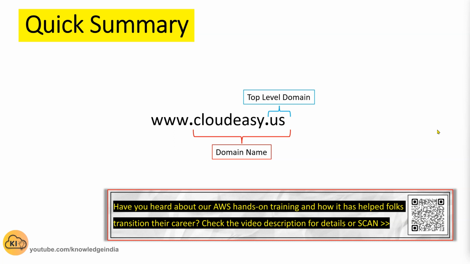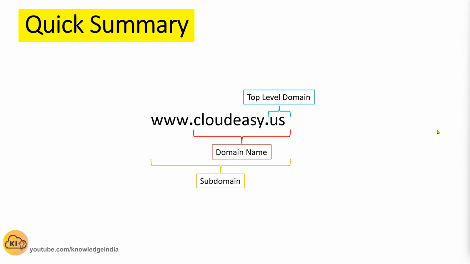For example, this full thing, www.cloudeasy.us, is a subdomain, right? And in this way, I can create even more subdomains if I like. For example, blog.cloudeasy.us. So I hope you are clear.